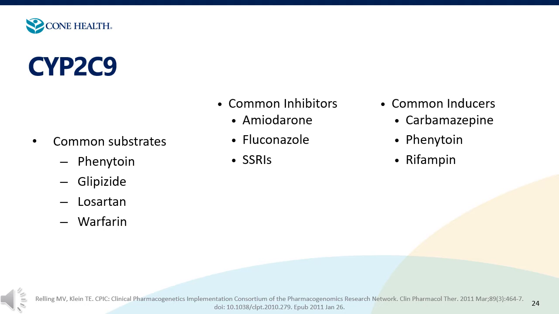Starting off with CYP2C9, I've listed some of the most common drugs affected here. Examples of common substrates include phenytoin and warfarin. Inhibitors include SSRIs, and common inducers include carbamazepine and phenytoin. For this presentation, it's most important to remember the substrates.